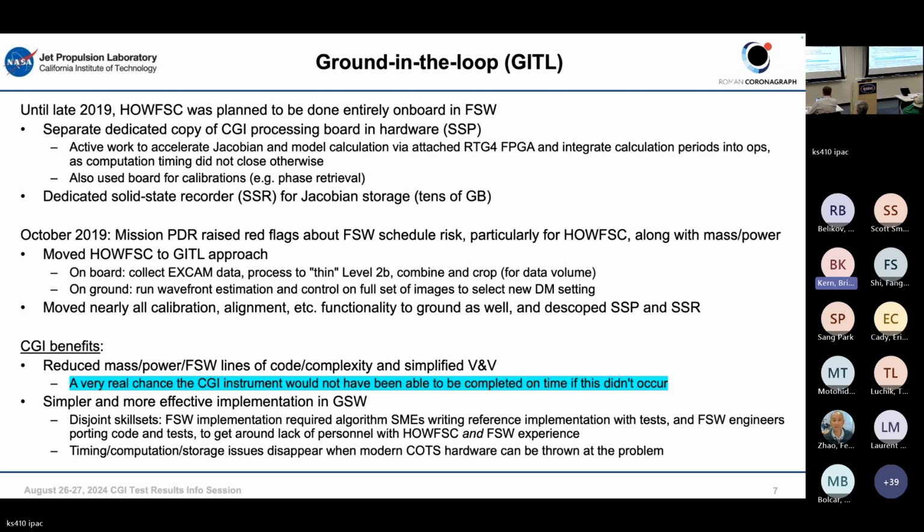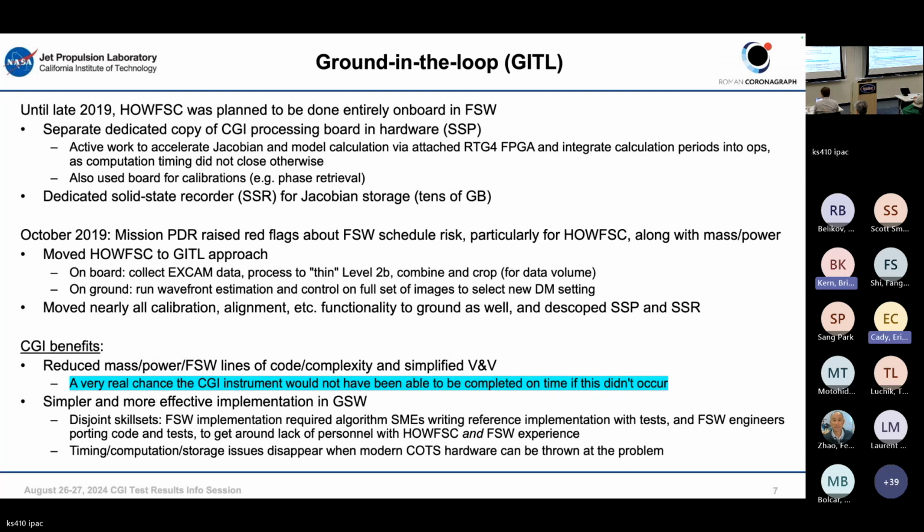So that's the amount we left on board, and everything else we moved to the ground. All estimation, all control, all the inside stuff like what camera settings do we want to use next time? What do our metrics look like? Everything's on the ground.